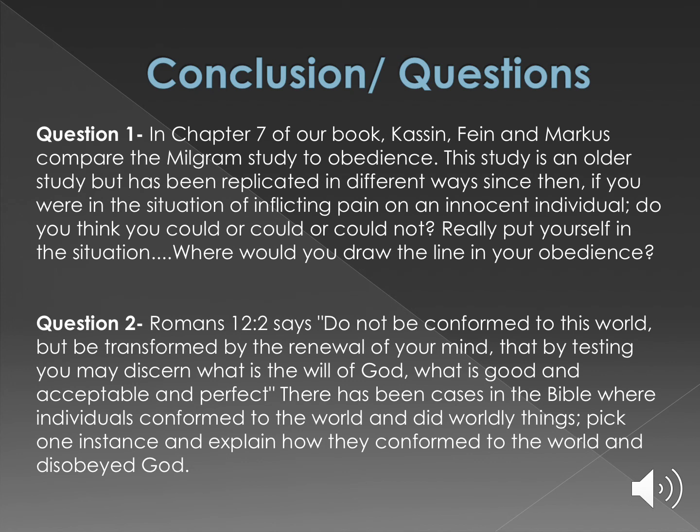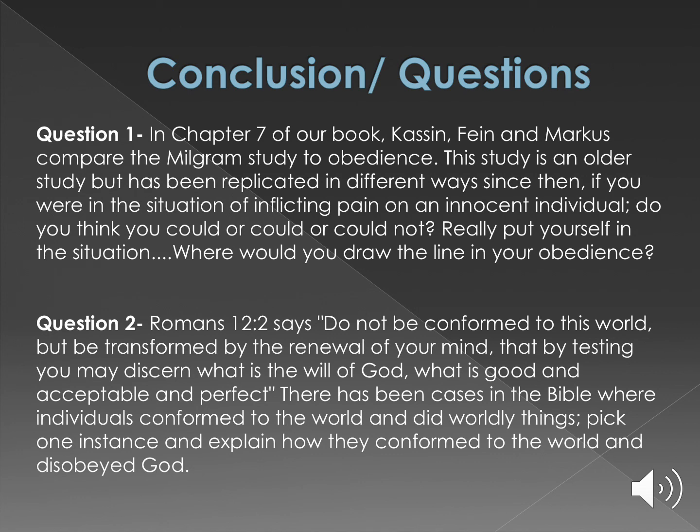So this week, I have come up with 2 questions. The first question is, in Chapter 7 of our book, Kaysen, Feen, and Marcus compare the Milgram study to obedience. This study is an older study, but it has been replicated in different ways since then. If you were in this situation of inflicting pain on an innocent individual, do you think you could or could not really put yourself in the situation, and where would you draw the line in your obedience?